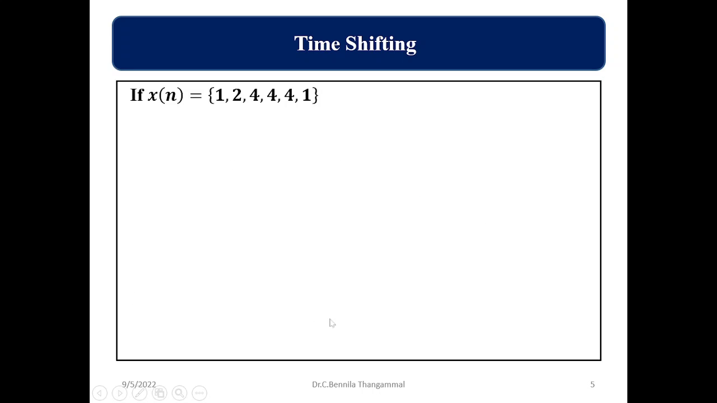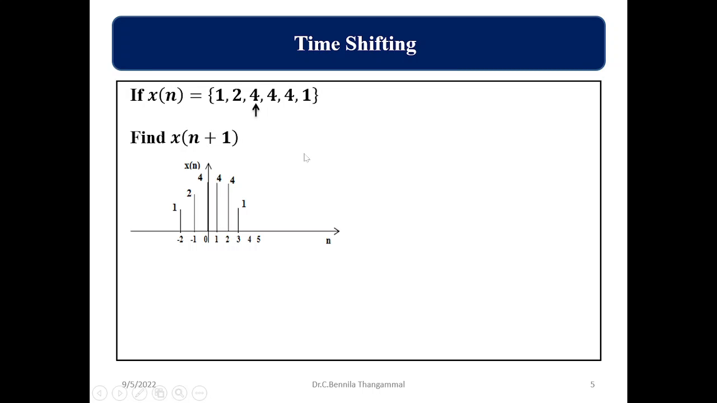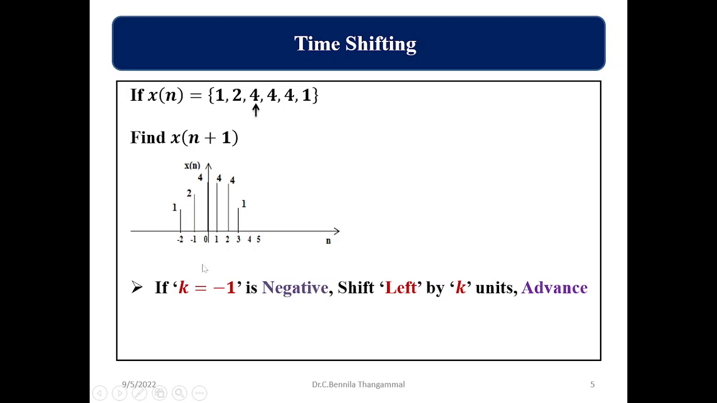Next, for the same input signal, we can find x of n plus 1. First draw the x of n graphical representation. Here the k value is minus 1 because the standard form is x of n minus k. So k is minus 1, because minus of minus 1 will be plus 1. k is negative, so shift left by k units, that is 1 unit. We'll say it is an advance, because minus 1 will be added to your minus 2. So it becomes minus 3. So you are going to shift 1 left.